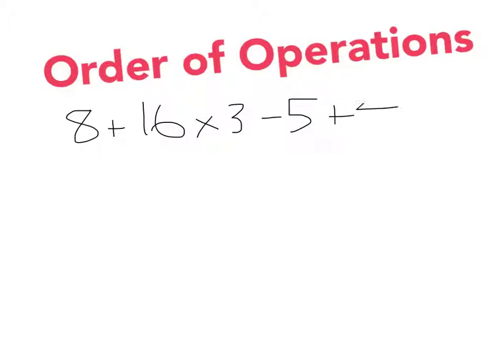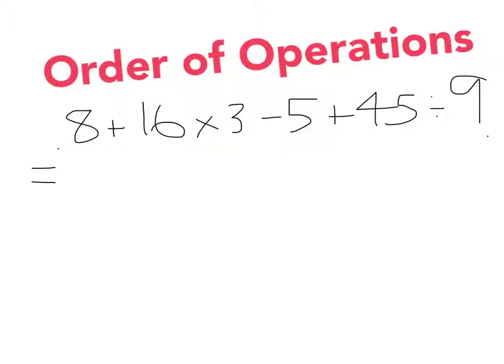Okay, one more example. Ooh, let's do a really tricky one. 8 plus 16 multiplied by 3 minus 5 plus 45 divided by 9. Whoa! Holy moly, that looks really big. Guess what? Each and every one of you will be able to do it. So, we start from the left and move our way to the right. Brackets. Do we have any? Nah. Cool.